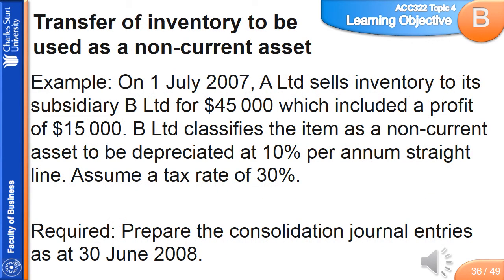So, an example: on the 1st of July 2007, A Limited sells inventory to its subsidiary B Limited for $45,000, which included a profit of $15,000. B classifies the item as a non-current asset to be depreciated at 10% per year on the straight line basis. And assuming a tax rate of 30%, we need to prepare the consolidation journal entries as at 30th of June 2008.